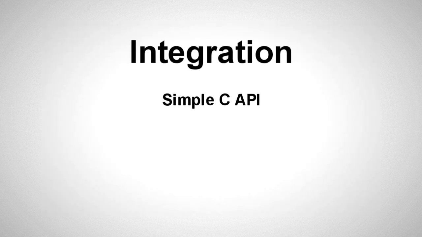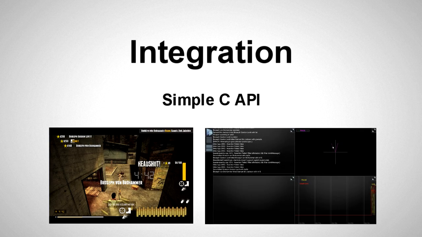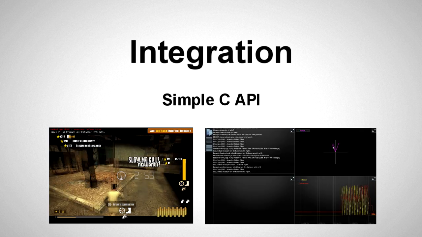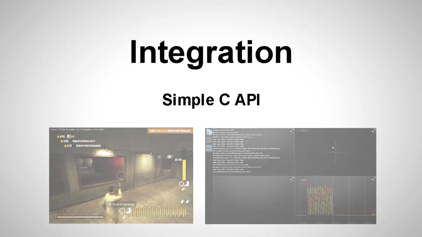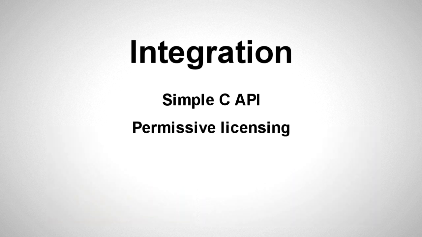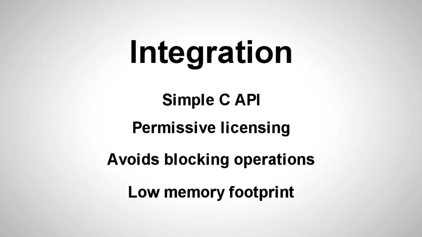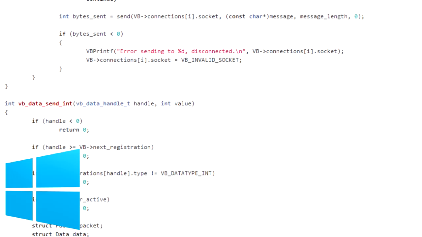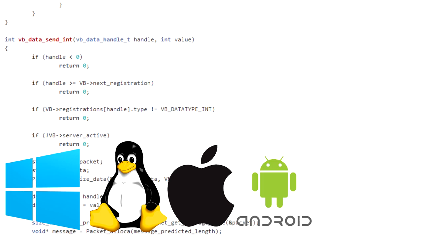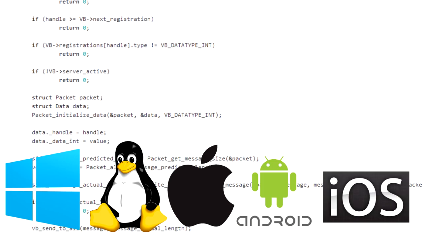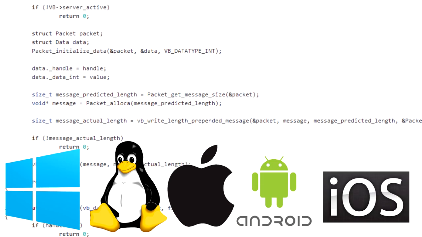The Viewback server is written in C and can be easily integrated into any game engine. Here you see Viewback reporting data for my game, Double Action, which runs in Valve's Source Engine. Viewback uses a permissive MIT license, avoids blocking networking calls, and uses only a few hundred bytes of memory. The server compiles on any C compiler with no dependencies, and the monitor is available for Windows, Linux, and Android, with OS X and iOS coming soon.